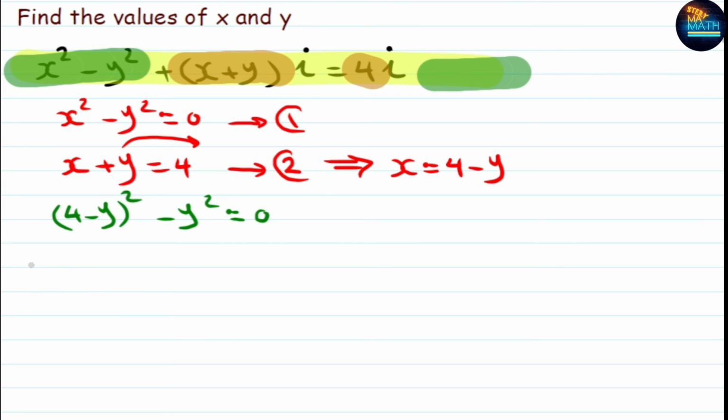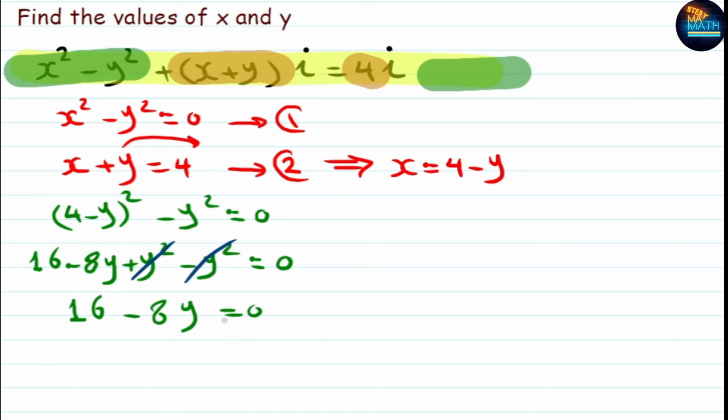And 4 minus y squared, just multiply the first term by itself, which is 16, and the second term by itself, which is positive y squared. And here in the middle, you multiply the first term by the second term by 2. So 4 times negative y is negative 4y, and times 2 is negative 8y. And in the other side, you have 0. If you simplify on the left-hand side, y squared minus y squared is 0, so they cancel each other out. So you have left with 16 minus 8y is equal to 0.